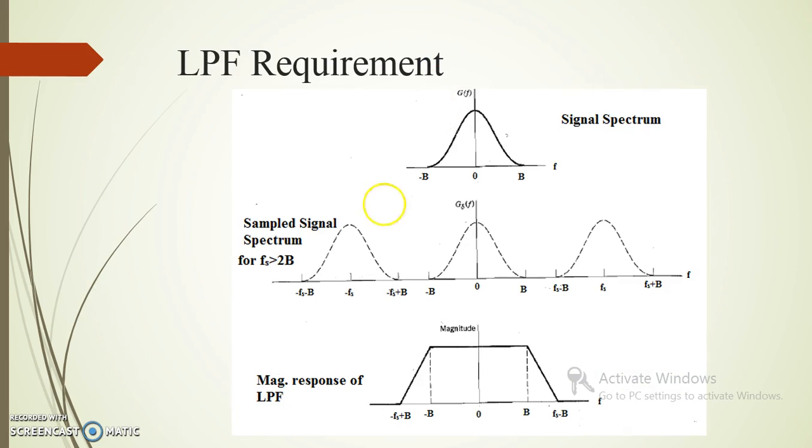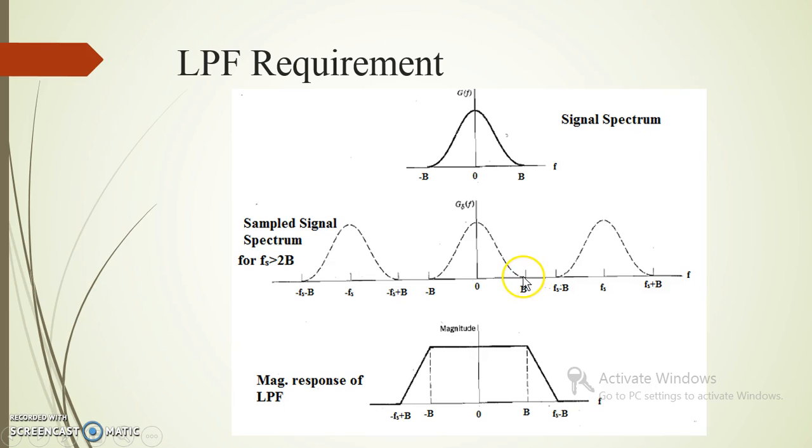Here I have shown you three spectrums. The top one is the signal spectrum, and you can see it is band limited to B hertz. Now assume that the signal is sampled. This is the sampled signal spectrum, and first the sampling frequency is kept at 2B. You can see the gap between two neighboring spectra. If I keep exactly Fs equal to 2B, then these two will join, and on this side also they will join.